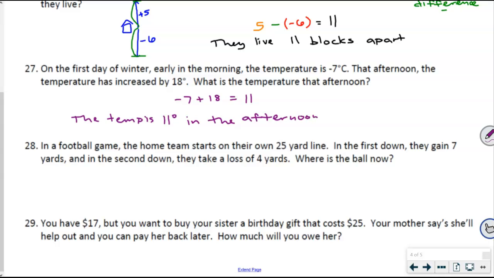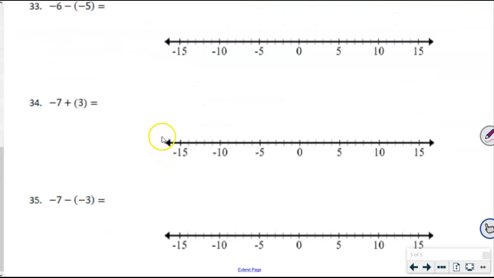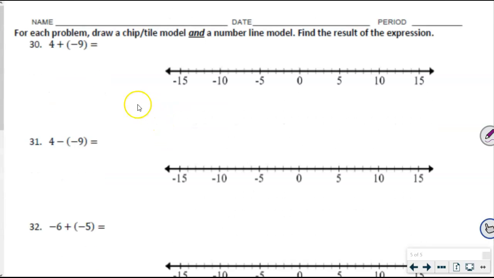I'm not going to go over 28 and 29 in class. You guys can do those ones for homework. Let's do the last ones together here. I'm only going to do 30 and 31, and you guys get to do 32 through 35 for homework. 30 and 31. Will you please quickly take a look?